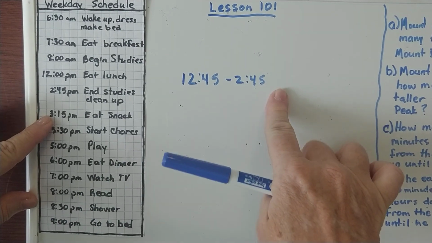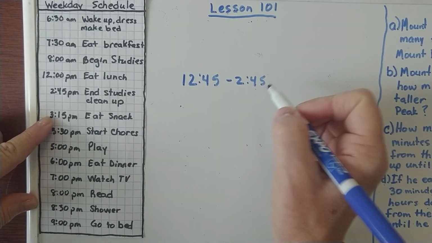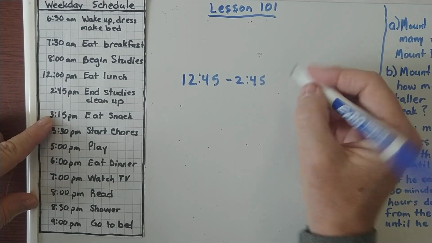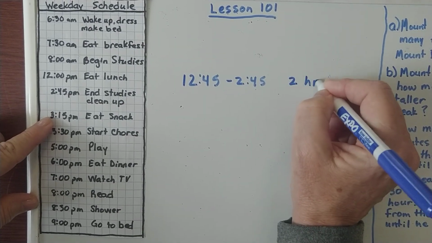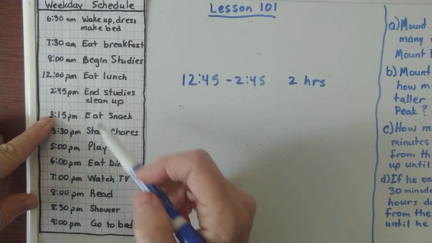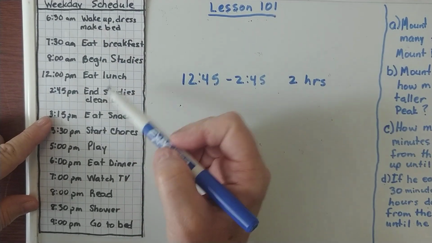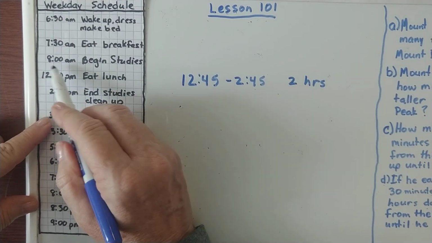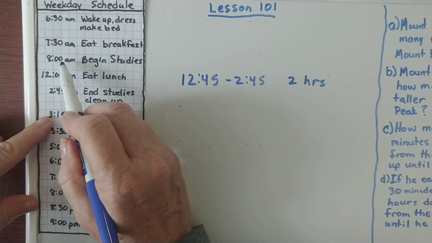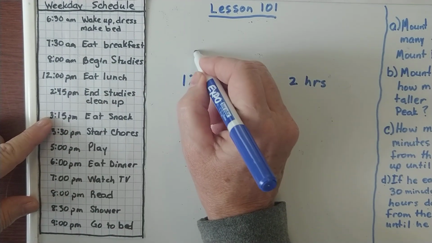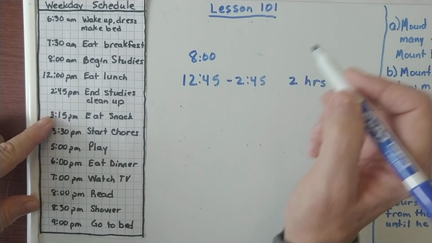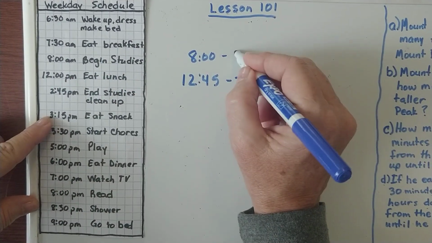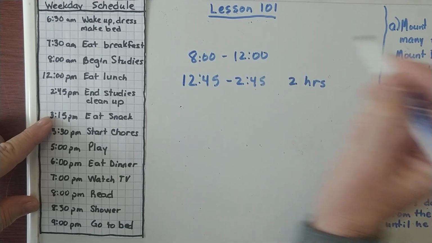So how many hours is that? 12:45 to 2:45 would be 12:45, 1:45, 2:45. So that would be 2 hours. Okay, but if you look on this schedule, that's not the only time that he studies. He also begins his studies at 8 o'clock and he goes till lunchtime. So he starts studying at 8 o'clock and then he studies all the way until 12 o'clock.